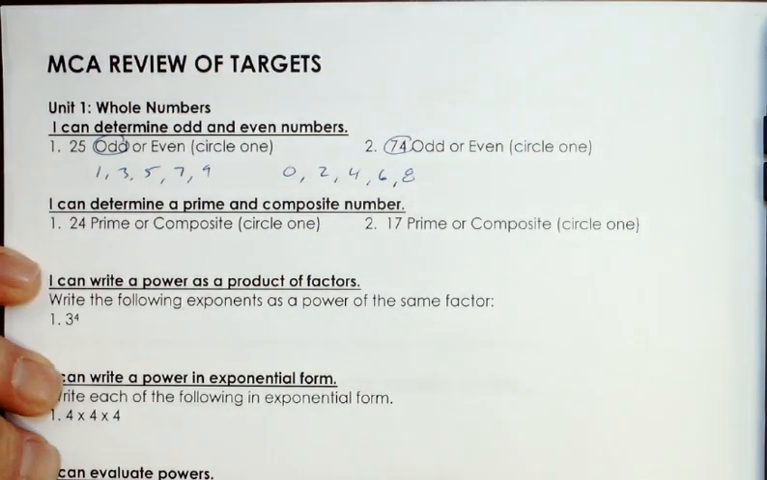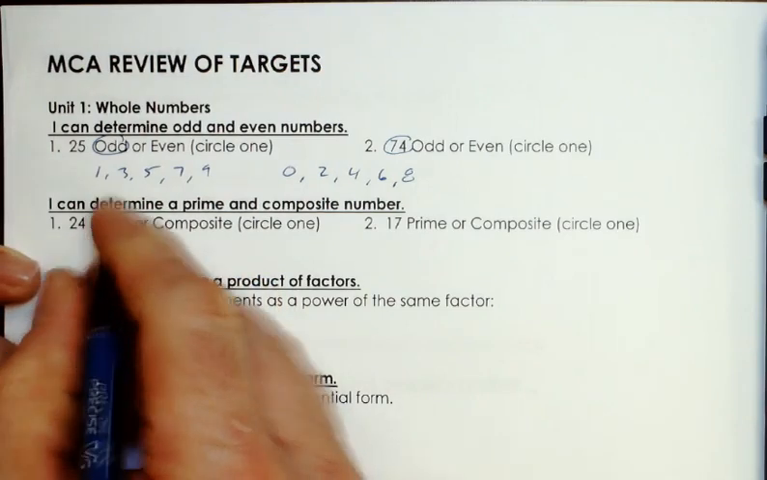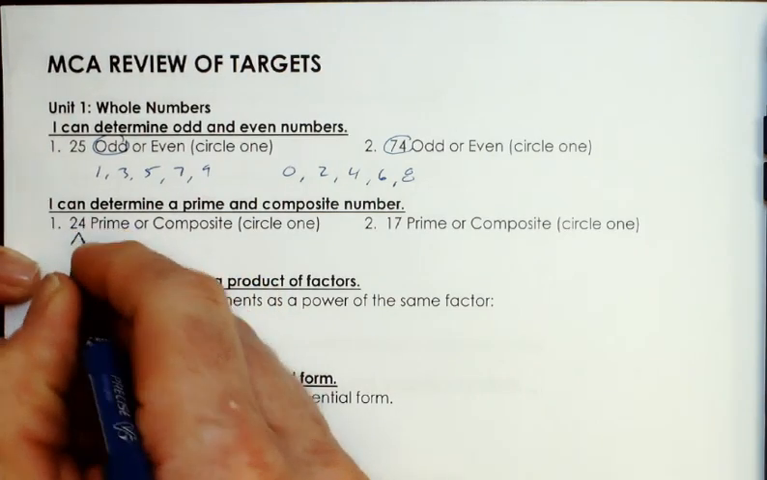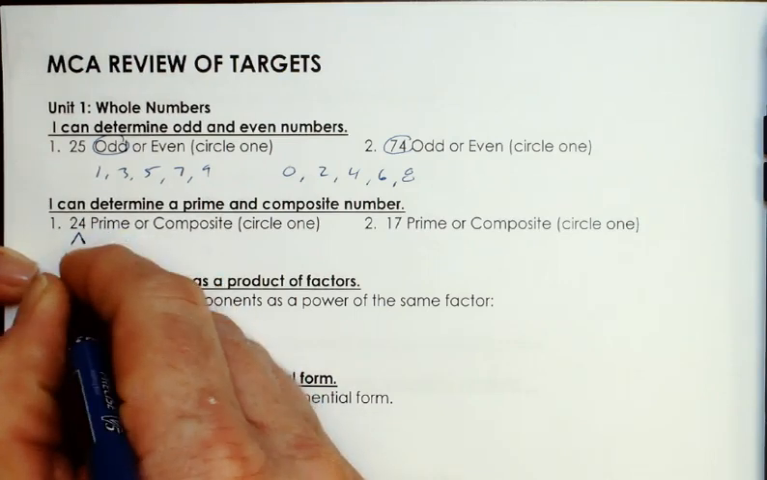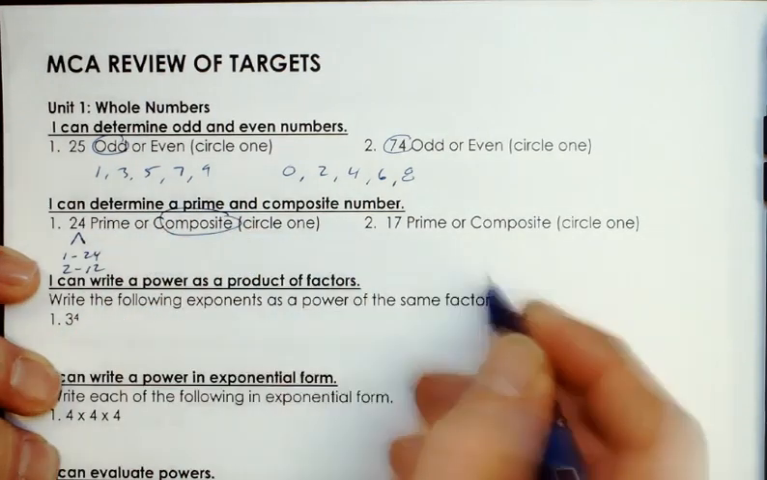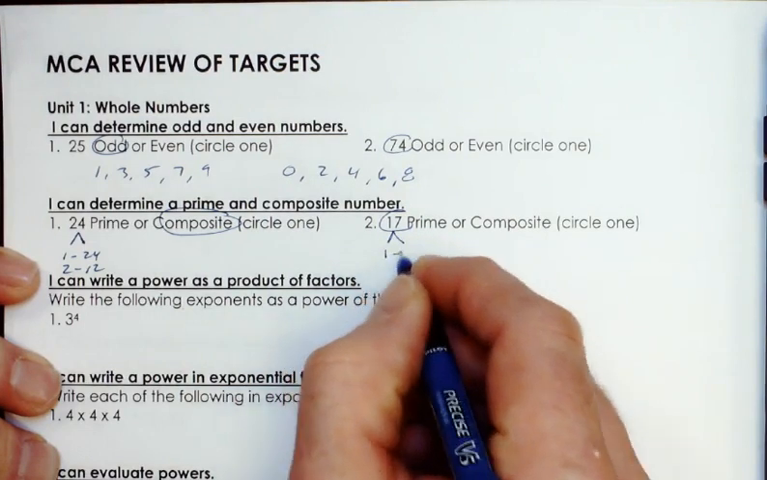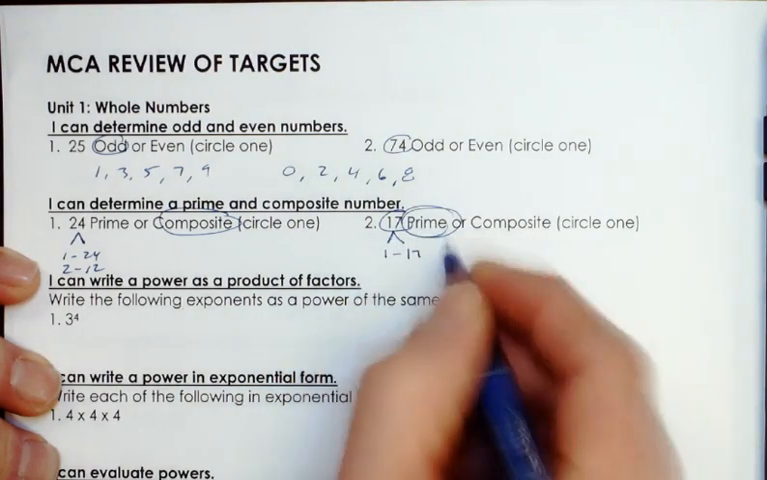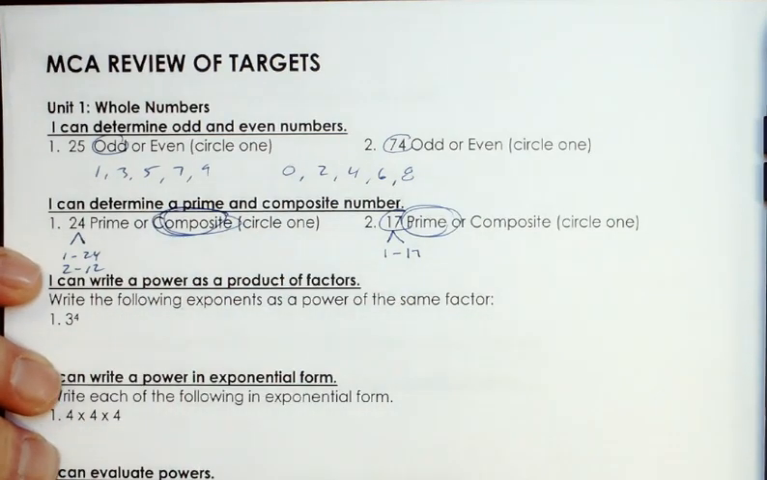Prime or composite? Is 24 a prime or composite number? 24 has more than two factors. It can be 1 and 24. It can also be 2 and 12. So this is a composite number. 17, on the other hand, is prime. It just has two factors, 1 and 17. So that's a prime, and this is a composite number.